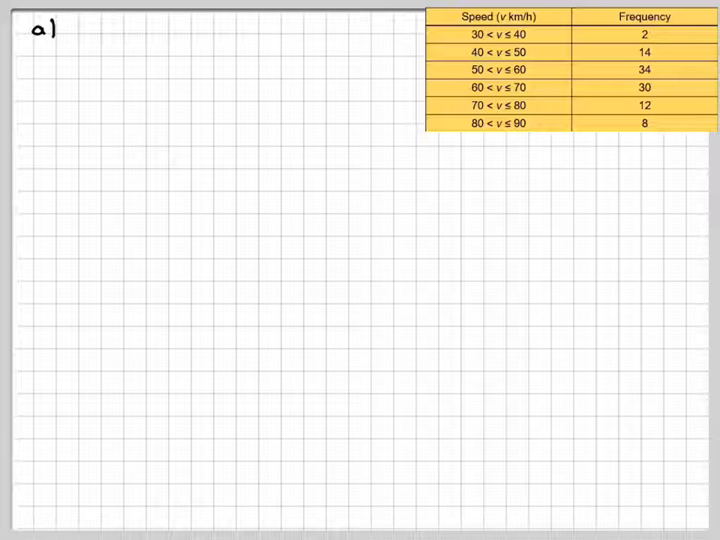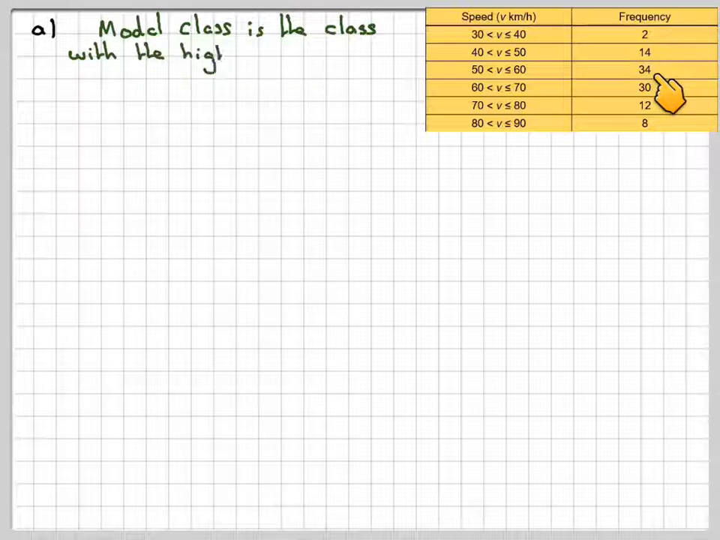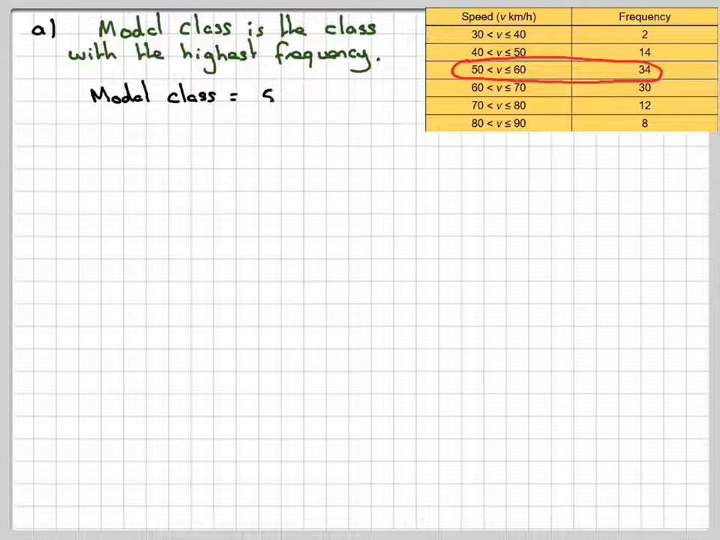Okay, so we've got the table here. The modal class will be the one with the highest frequency, which is this one here, this has 34, so the modal class will be between 50 to 60 kilometres per hour.